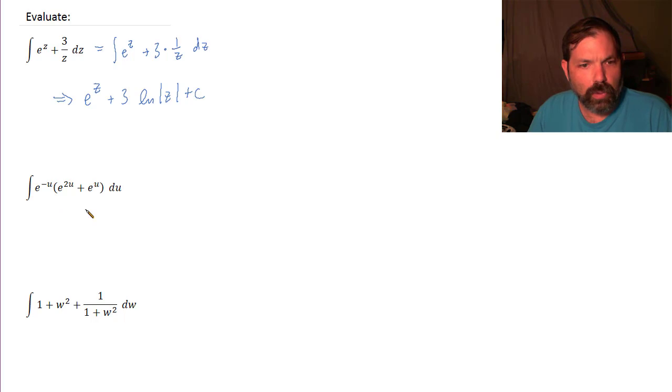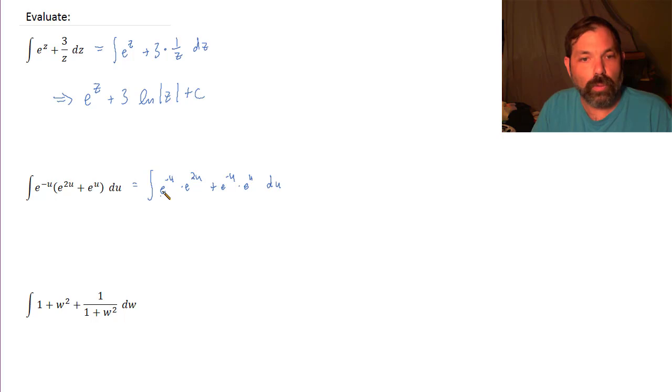Now the next example, this one's not straightforward. Now remember, there's no product rule for integrals, and we haven't seen how to deal with e to the negative u. We haven't seen how to deal with e to the 2u. So I'm going to have to use some algebraic properties here. Let's apply the distributive property first. This becomes then the integral of e to the negative u times e to the 2u plus e to the negative u times e to the u du.